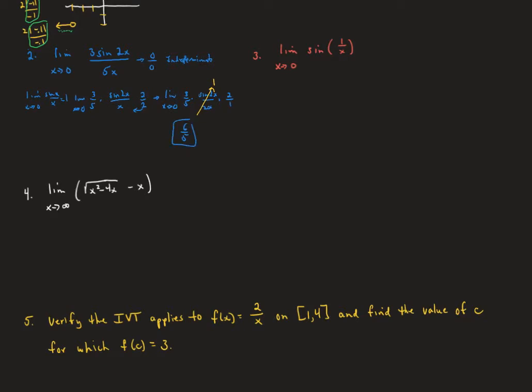Now, on number 3, as x goes to 0, the inside part, this 1 over x, is going to go to infinity. So as x gets bigger and bigger and bigger, the sine just keeps bouncing back and forth between -1 and +1 and all those numbers in between. And so this will not get closer and closer to a single number. So we will say it does not exist because it oscillates.